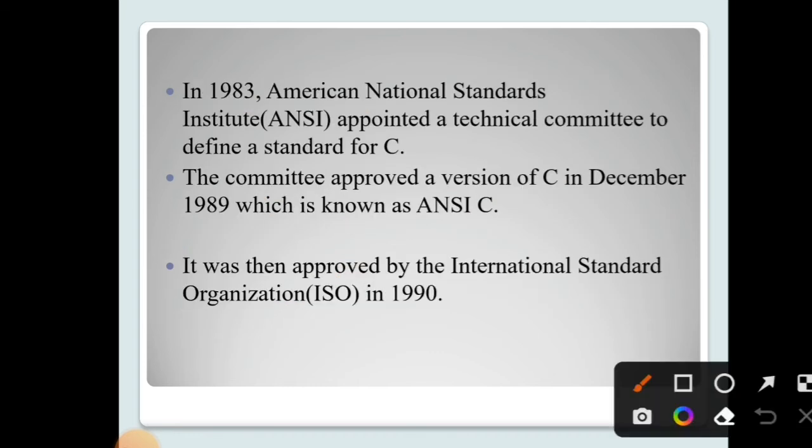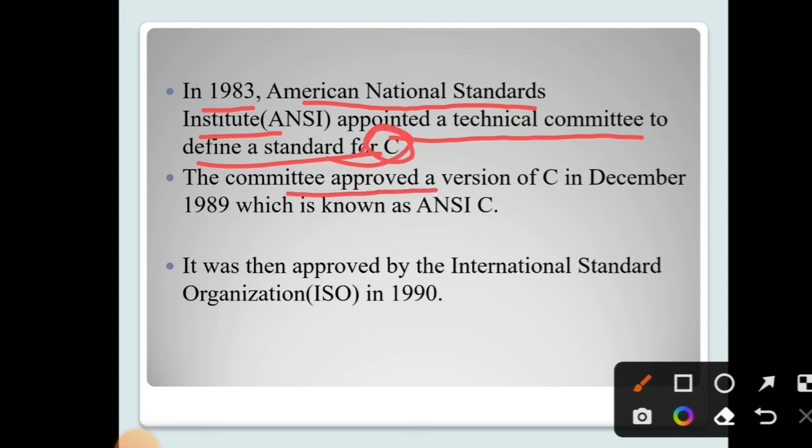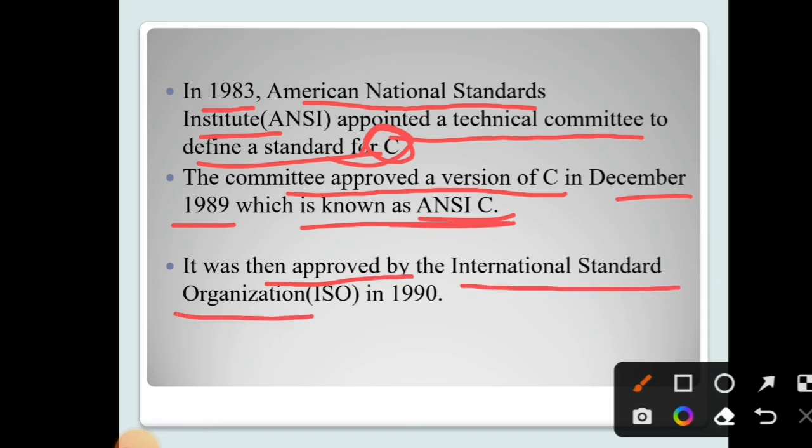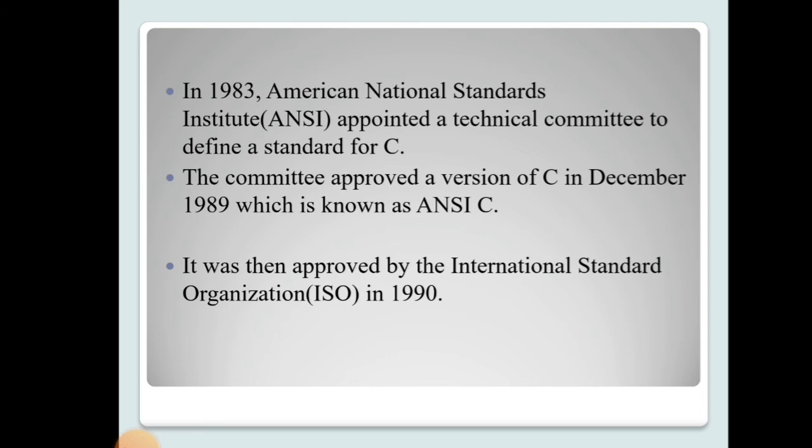Next, in 1983, the American National Standards Institute appointed a technical committee to define a standard for C. That committee approved the version of C in December 1989, which is known as ANSI C. It was then approved by the International Standards Organization, known as ISO, in 1990. So these are the very important dates.